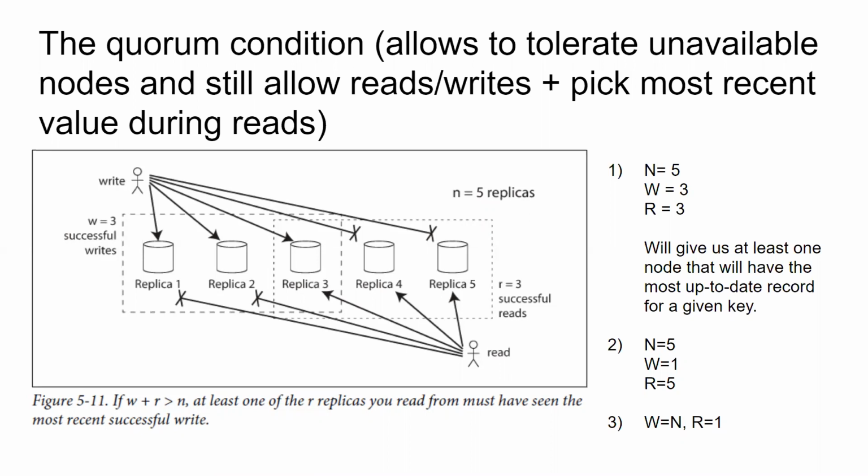Yeah, so the takeaway from this point is: why do we need quorums? Because they allow us to detect stale reads. And the second thing is they allow us to tolerate unavailable nodes. You don't want the whole cluster to be up to process your reads or writes.